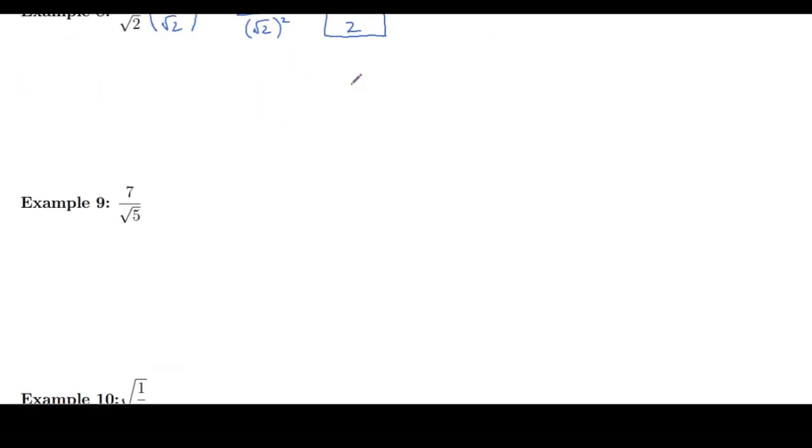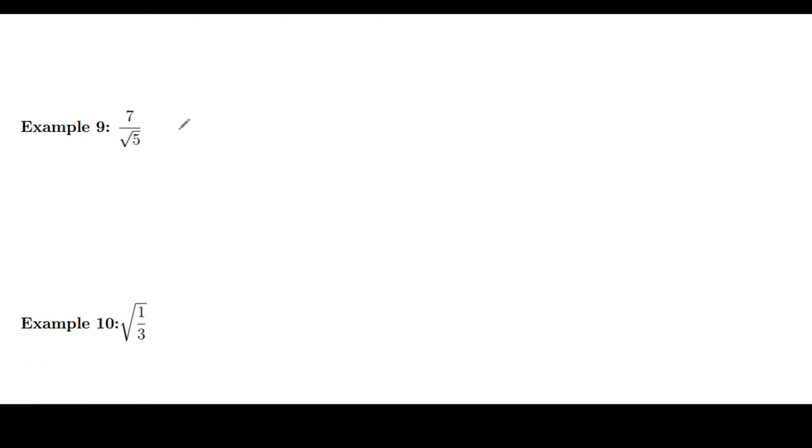So the next example, we have 7 over root 5. We want to rationalize, so we want to get rid of the root 5 in the bottom. So how do we do that? Well, we can multiply by 1 in a clever way. So we're going to multiply by root 5 divided by root 5. And so we'll have 7 root 5. And then root 5 times root 5 is just 5. Okay? Root 5 squared.